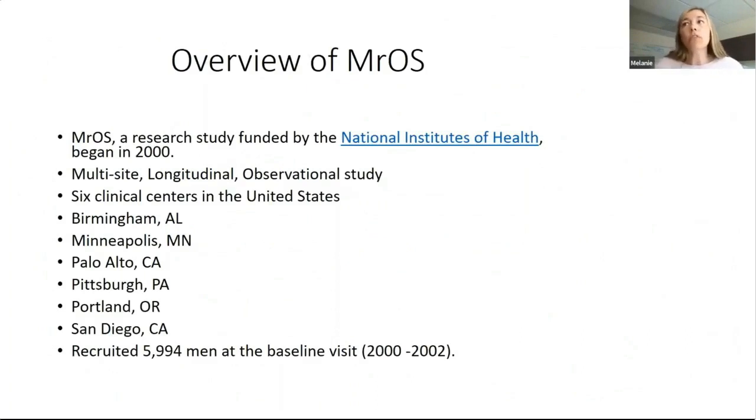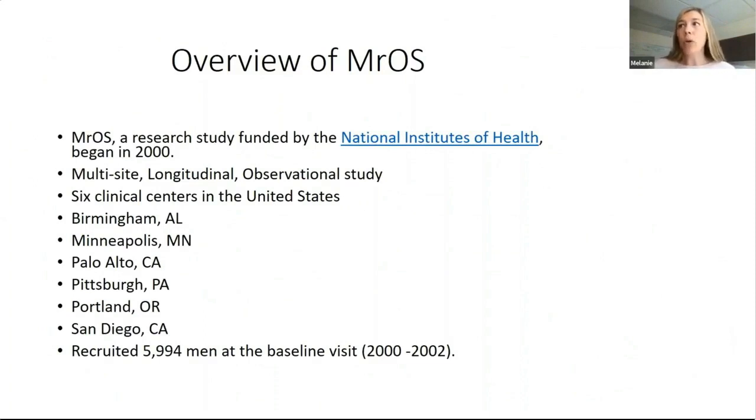So a little overview of MrOS. This is a research study funded by the NIH. It began in 2000, so 21 years ago, which is crazy to think about a research study lasting that long. It is a multi-site longitudinal observational study of older men. We have 6 sites representing different parts of the US.